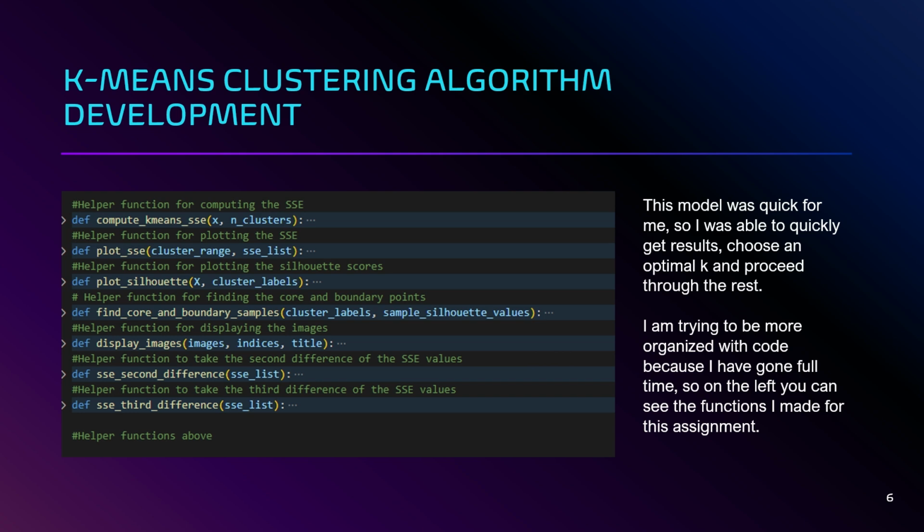So for development, this model is quick for me, so I was able to quickly get results going, eventually find an optimal k, and proceed through the rest. I am trying to be more organized with my code in general because I have gone full-time. So on the left you can see the functions I made for this assignment.